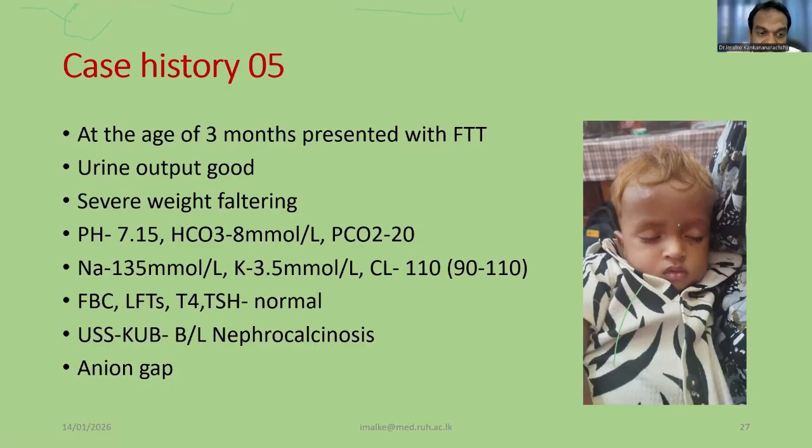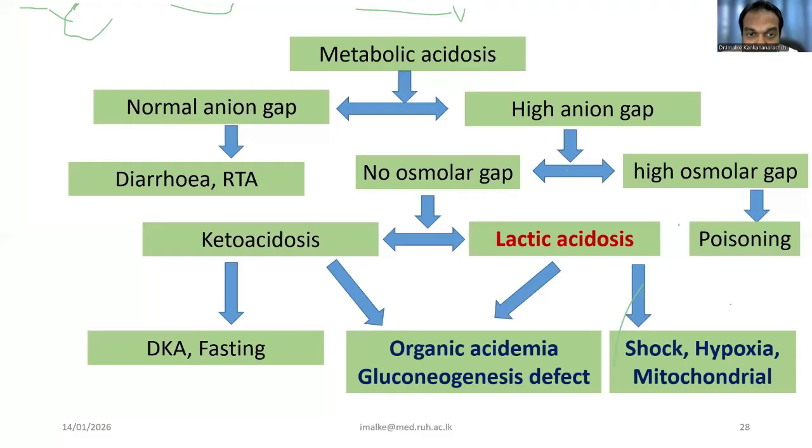And the rest of the investigations are normal, and the ultrasound scan shows bilateral nephrocalcinosis. So having normal urine output in a child with failure to thrive, I am concerned because it may be polyuria, right? So this is a child with distal renal tubular acidosis. So the key feature in the history was there's some polyuria and metabolic acidosis with high chloride. Even if you don't calculate the anion gap, high chloride will give a clue.